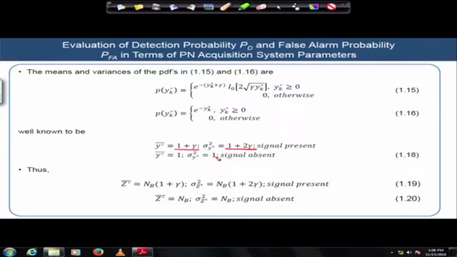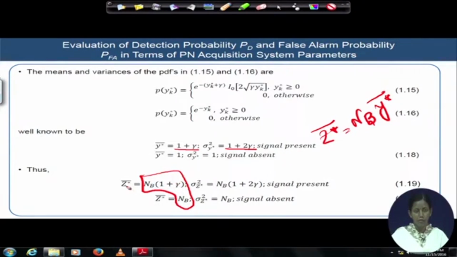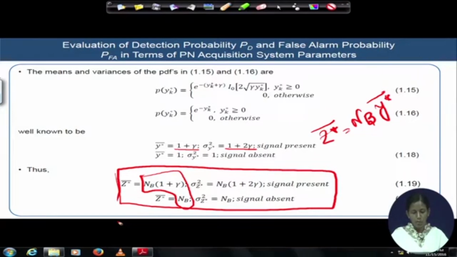If this is the situation, going by the fact that Z star bar is nothing but NB times the Y star bar, it will be simply multiplied by NB into 1 plus gamma when the signal is present, or only NB when the signal is absent. So, the mean value varies from NB into 1 plus gamma to the NB value. NB multiplied by 1 plus the signal to noise ratio is the mean of Z star bar when the signal is present, and it is simply governed by the number of samples when the signal is absent. Coming to the variance, we substitute the value of the variance of Y multiplied with NB for the computation of the variance in the presence of the signal, and put gamma equal to 0 when we calculate the variance in the absence of the signal for Z. These are the four very important parameters that will help us derive the expressions further.